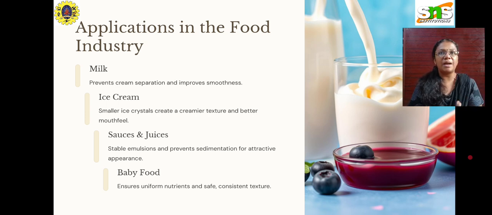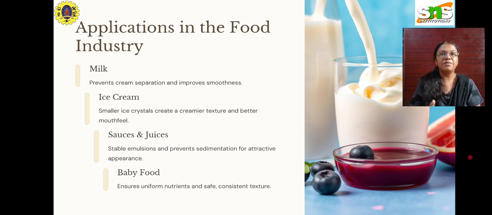Coming to the application part, as we already know, the homogenization process is not only used in the milk industry, it is also used for the processing of sauce and juice, and also for the manufacturing of baby foods. In milk, it prevents the cream separation process during processing to ensure a very consistent texture and improve the smoothness of the final product. It mainly enhances the milk's appeal and also extends shelf life by maintaining a uniform fat distribution throughout the product.